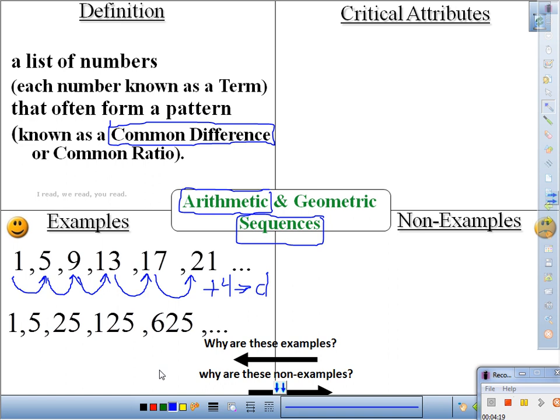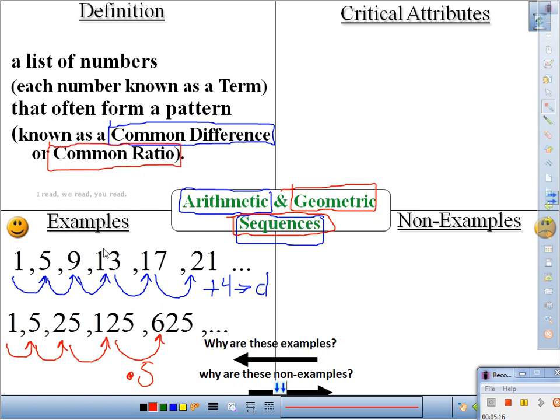So we're done with this one. Let me go to the next one. Tell your neighbor what's happening from there to there. It's doing what? Multiplying times 5 on this one. Whenever you find a sequence that is consistent all the way through, multiplying times an integer or multiplying times a fraction, that's what we call a geometric sequence. And if it's multiplying all the way through, that's what we call the common ratio.